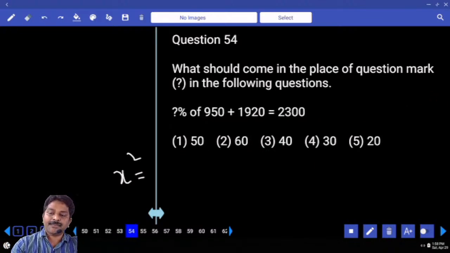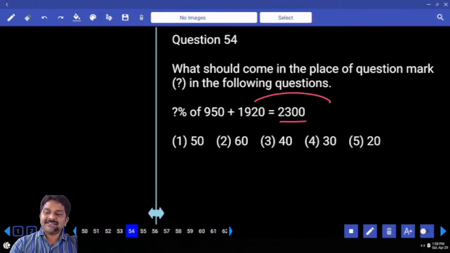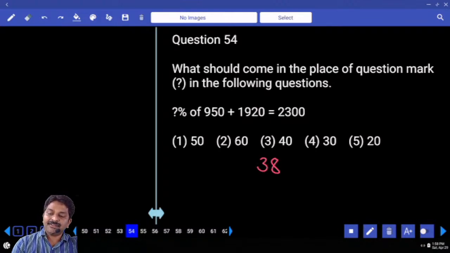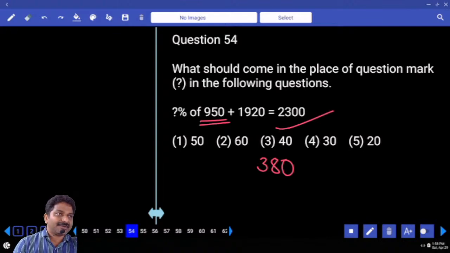Followed. Take 1922 on the right hand side. This is how much more than 2000? This is how much less than 2000? Both together. 380 is what percent of 950, right? What is 10%? 190. Double is 380, meaning 40%.